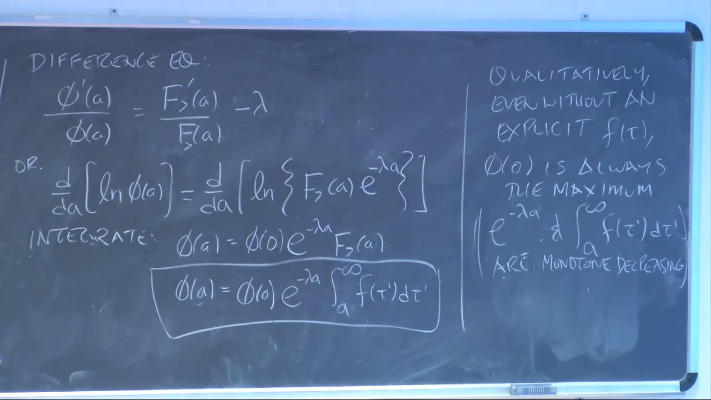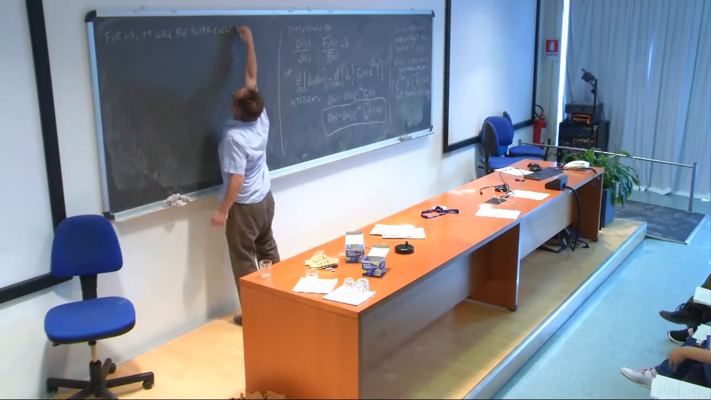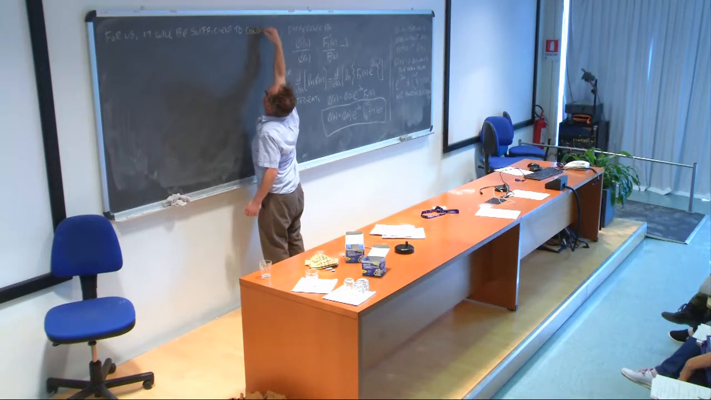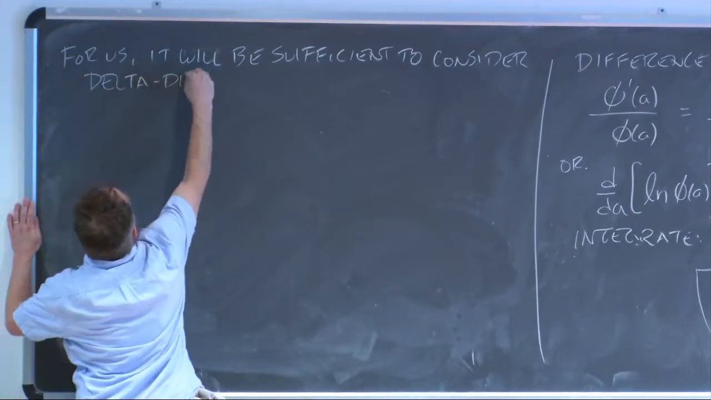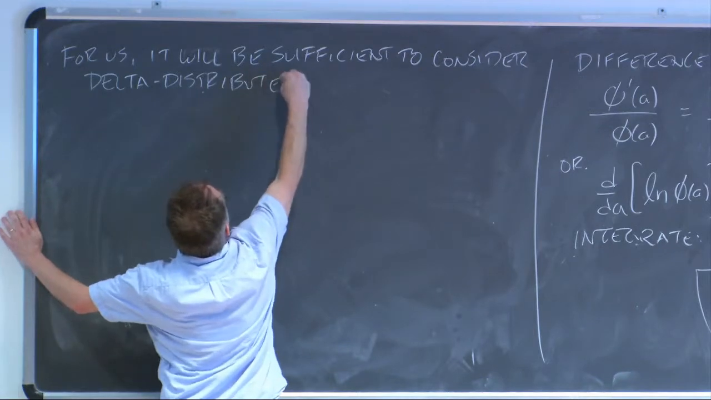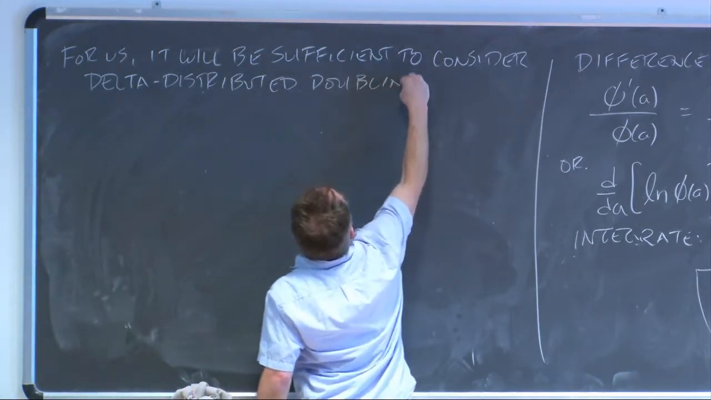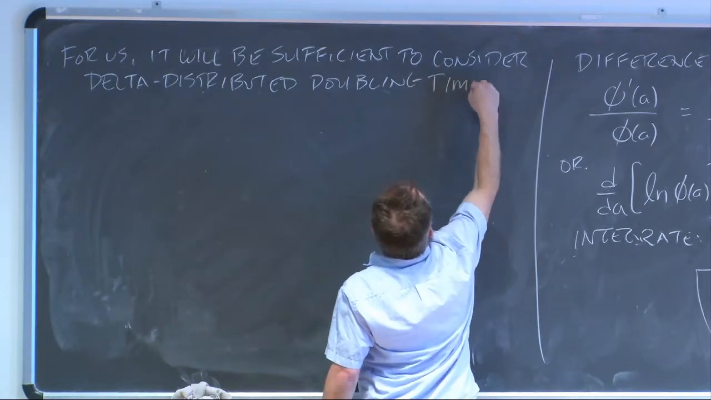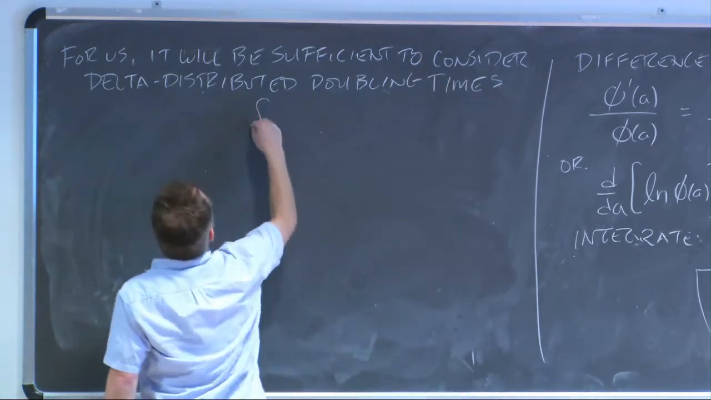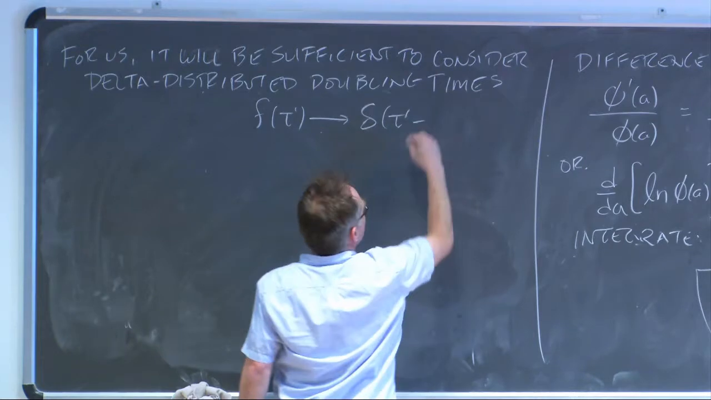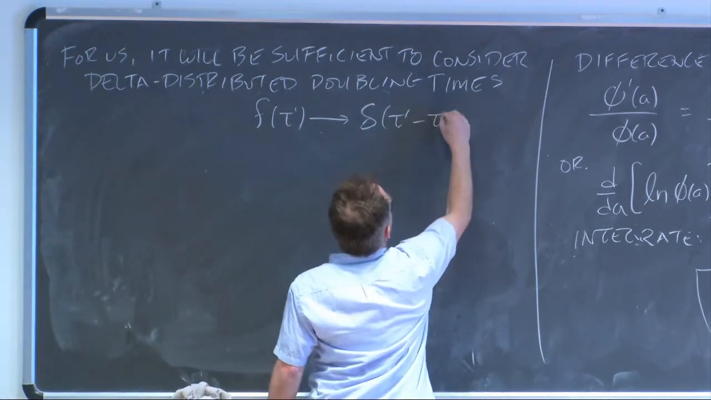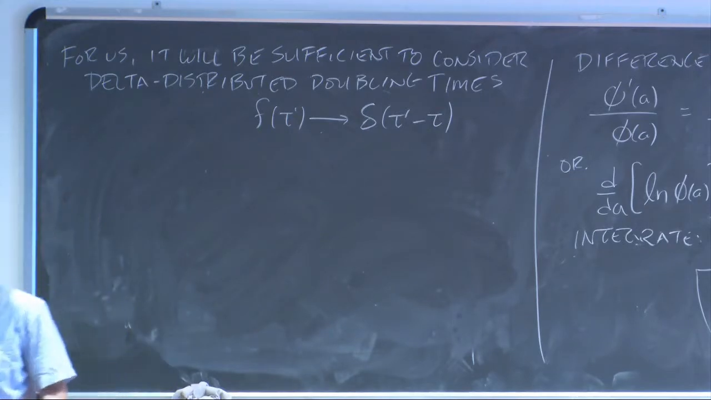All right. So for us, it will be sufficient to consider delta distributed doubling times, or division times. So this f tau prime is going to just be a delta distribution, a Dirac delta distribution around some macroscopic or fixed doubling time tau.